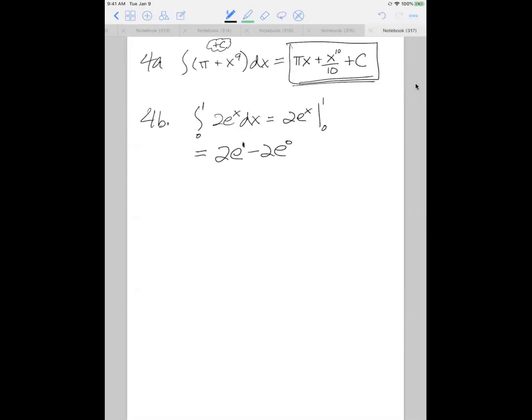Some of you left it there in this format for your simplified exact answer. And that e to the 1, that can be simplified. That 1's not needed up there. And that e to the 0 is 1. So this can be simplified down to 2e minus 2.